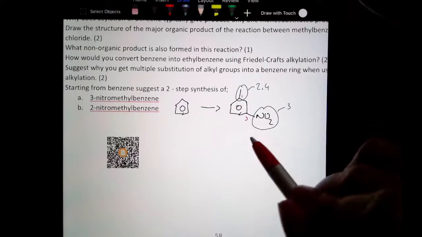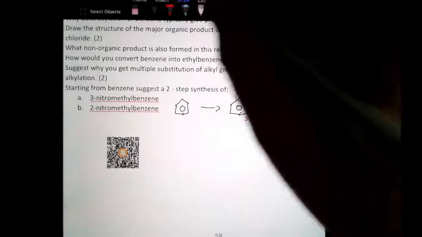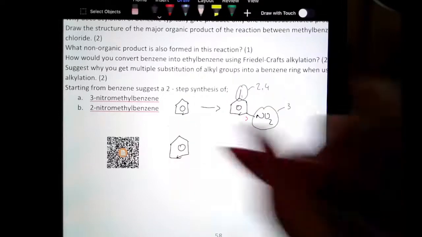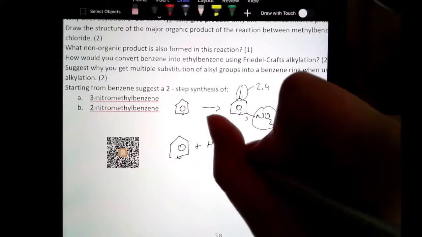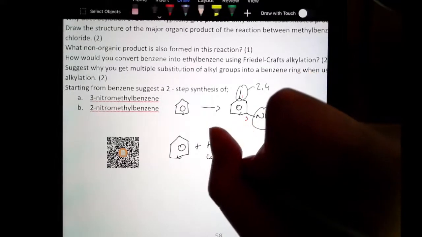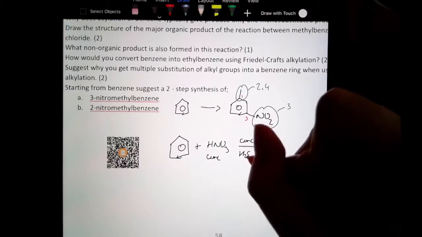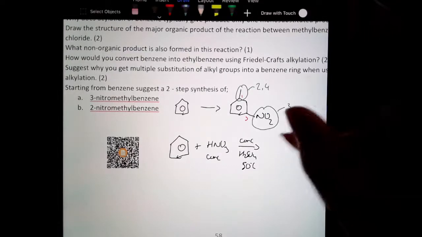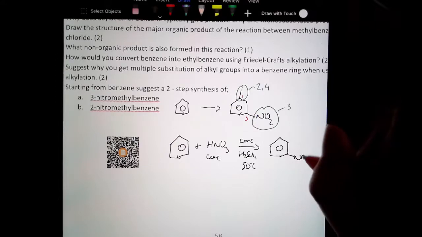In this question, I want my product to have a 1,3 relationship, which means I'm going to add the nitro group first. So I'm going to take my benzene ring, and I need to know how to nitrate, so I need to know those conditions. I'm going to be using HNO3, concentrated nitric acid, and concentrated H2SO4. I'm going to carry this reaction out at 50 degrees. And when I do that, I'm going to be adding my NO2 group to my benzene ring.